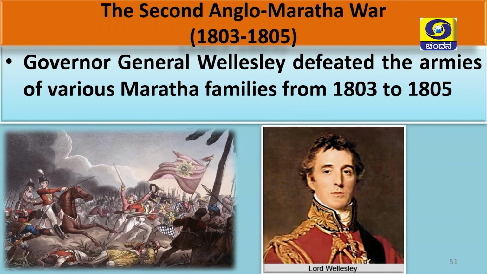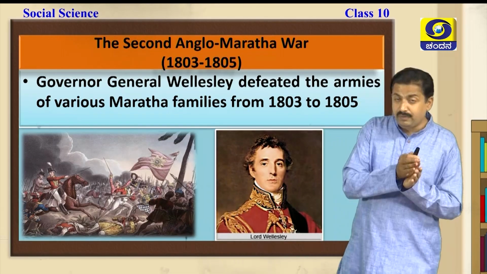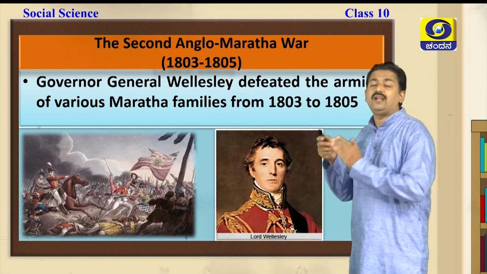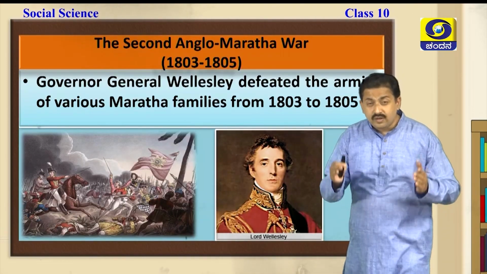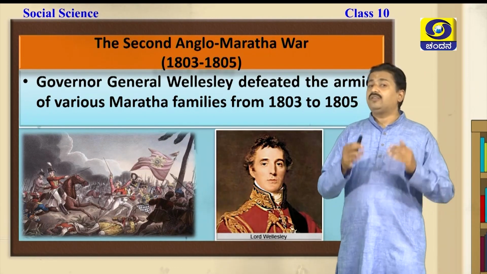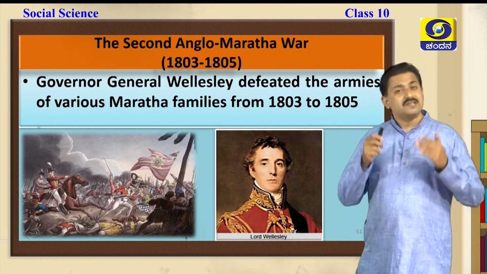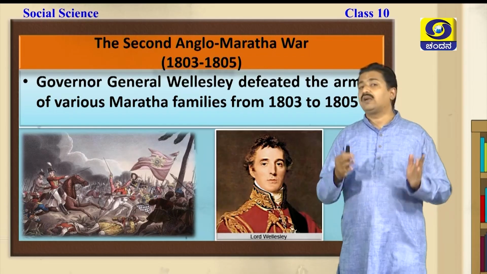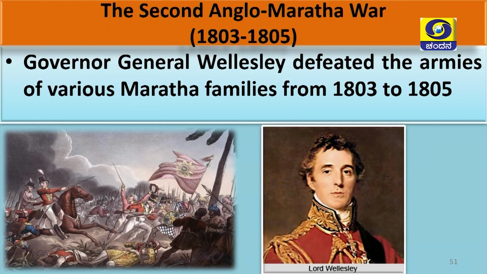Governor General Wellesley defeated the combined army of Holkar, Bhonsle and Gwalior between 1803 and 1805. With their defeat, they were also made to accept the subsidiary alliance. So, this is the Second Anglo-Maratha War.